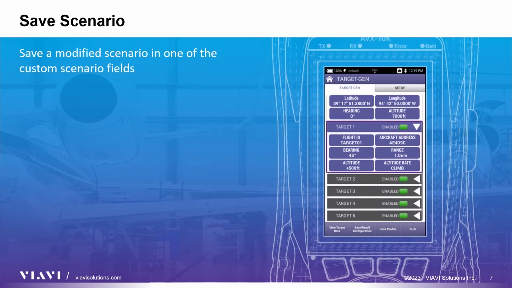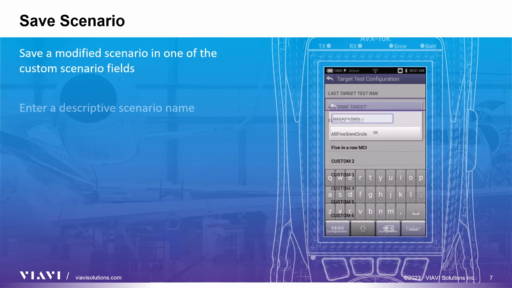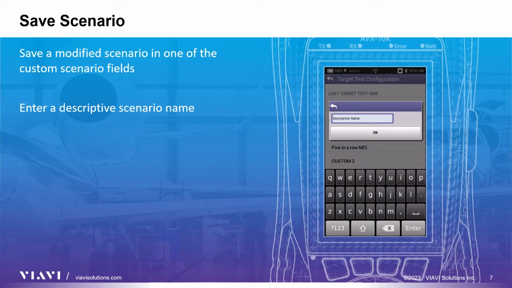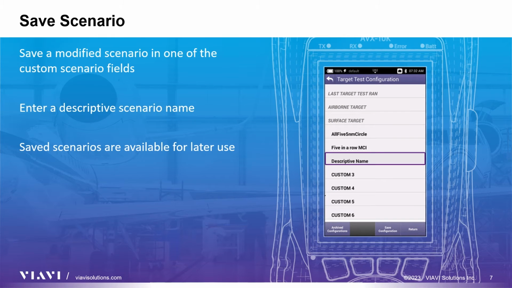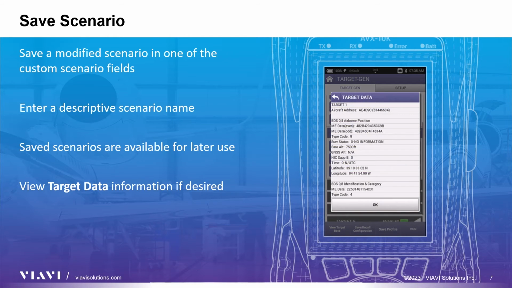If you have modified a scenario and wish to save it, click on the Save Configuration button, scroll down to one of the custom fields and click on one to enter the name for your new scenario. Once that is entered, click the Save Configuration soft key. The saved scenario will be retained, and you can load it anytime in the future. Click the View Target Data button to review your target configuration information.